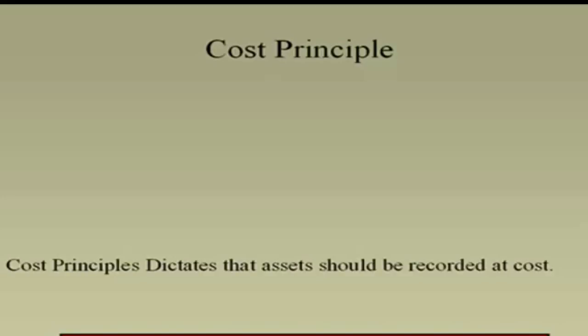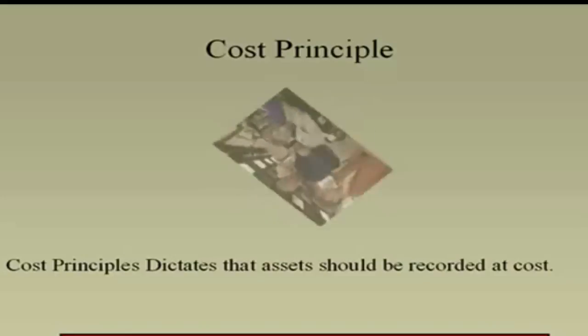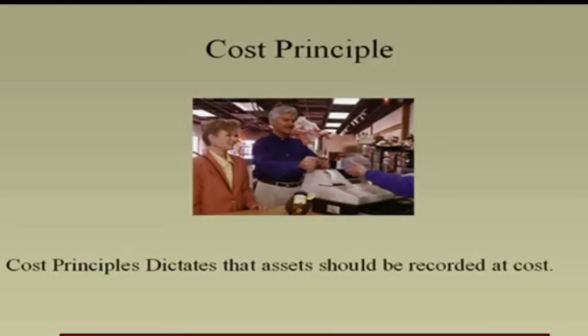Cost principle dictates that assets be recorded at their cost, which is what you paid for it. Assets are recorded at what you paid for it. Cost is used because it's both relevant and reliable. Do you think that's a good way of measuring assets? I need to tell you that the cost principle has come under criticism. Some criticize it as irrelevant.